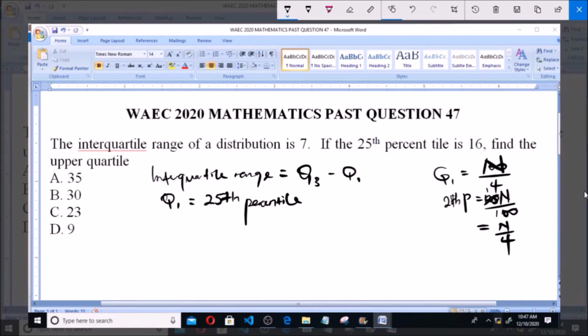Now since the 25th percentile is 16, that means Q1 is equal to 16. So an interquartile range is 7, so we can now say 7 is equal to Q3 minus Q1, which is 16. So therefore Q3 is equal to 7 plus 16, and that is equal to 23. So the upper quartile is 23, and that is option C.